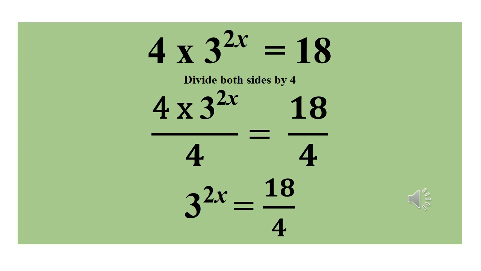What we have is 4 times 3 raised to power 2x over 4 equals 18 over 4. So the 4 will cancel out the 4 at the left side. It will remain 3 raised to the power 2x equals 18 over 4.